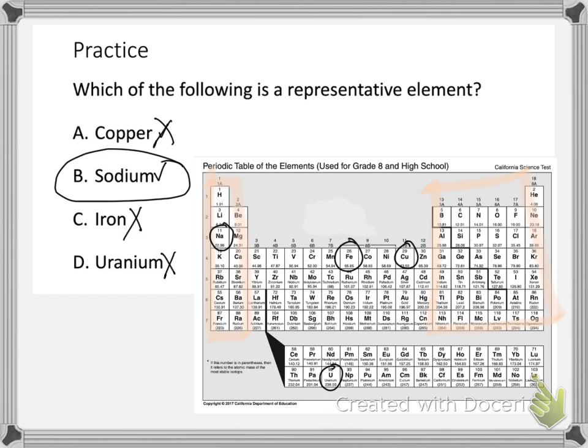So again, just practice labeling, knowing the different areas, and be able to know them enough that given a periodic table, you could navigate using the labeling.